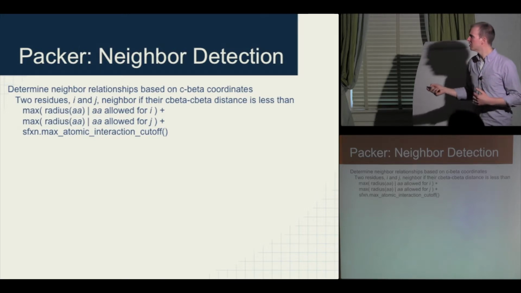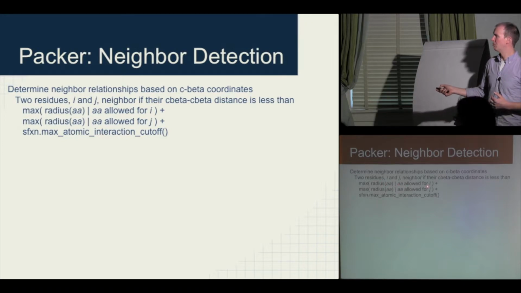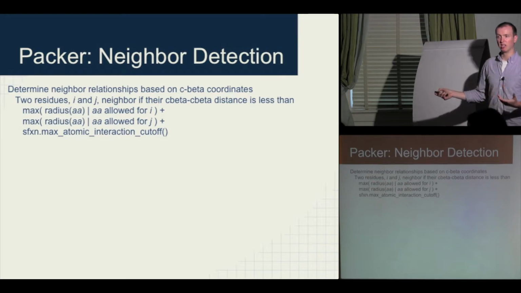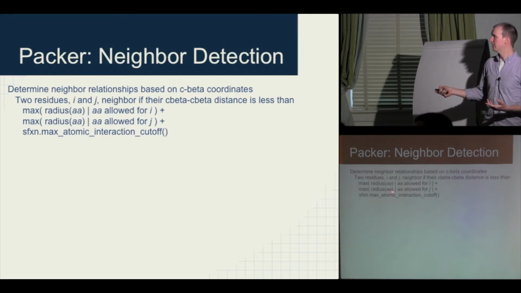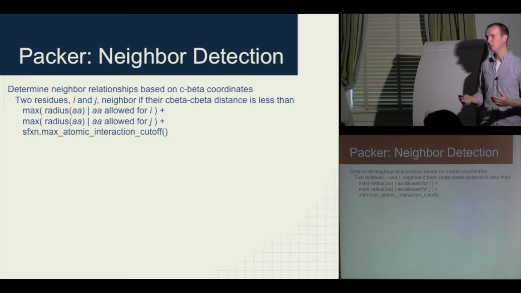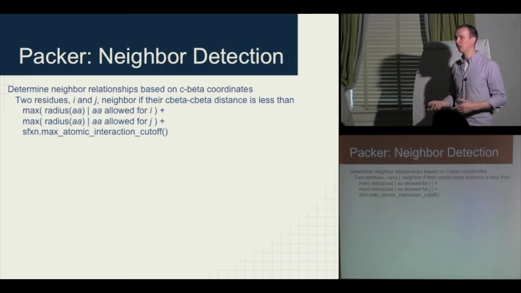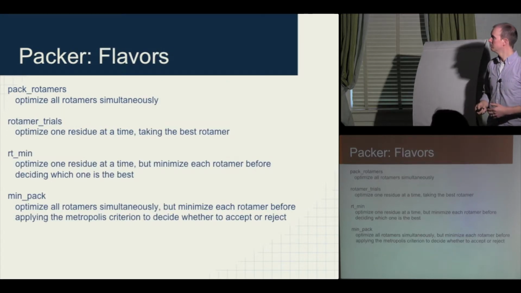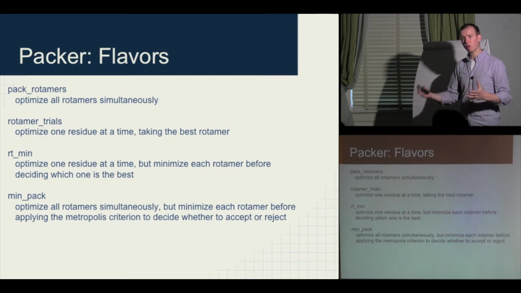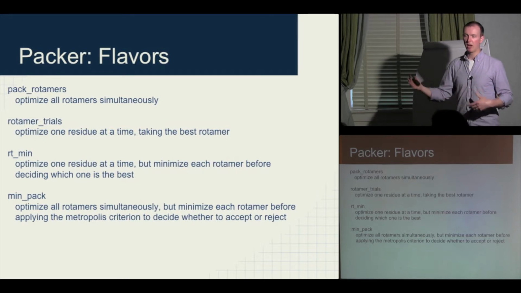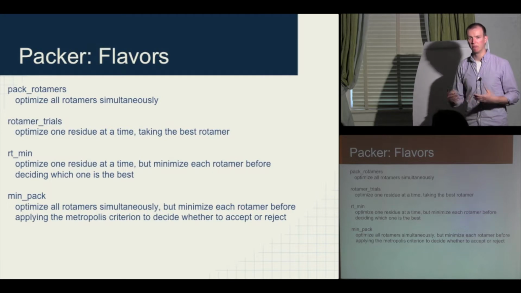The way that we figure this out is we look at all the different amino acids that could be placed at i, and we look at the maximum neighbor radius for those atoms. And we look at all of the amino acids that could be placed at j, and we look at the maximum neighbor radius for those amino acids. Sum that up, and sum that with the atomic interaction cutoff in the score function, and that gives us a threshold: if two C-betas are within that threshold, then they need an edge in the packer neighbor graph. Okay, so those are the four steps of canonical packing in the pack rotamers function.